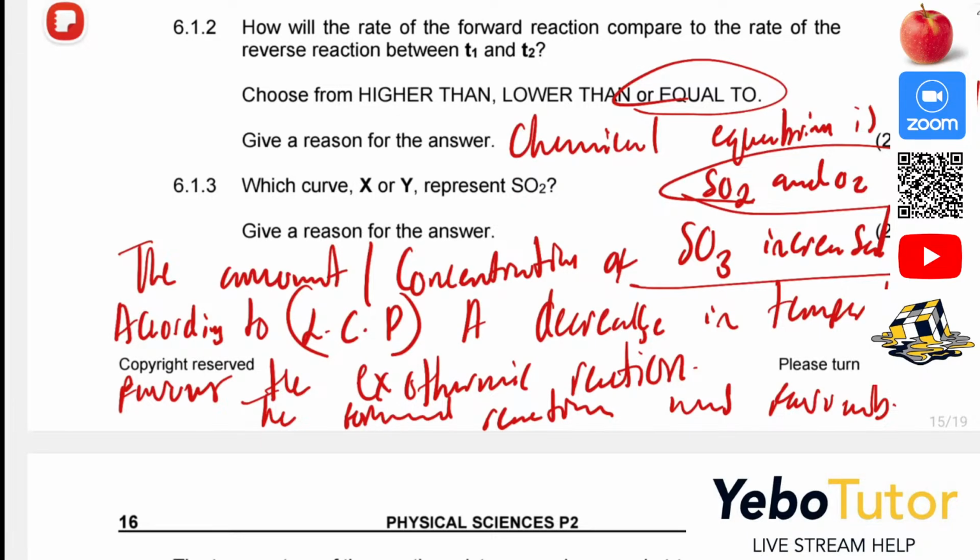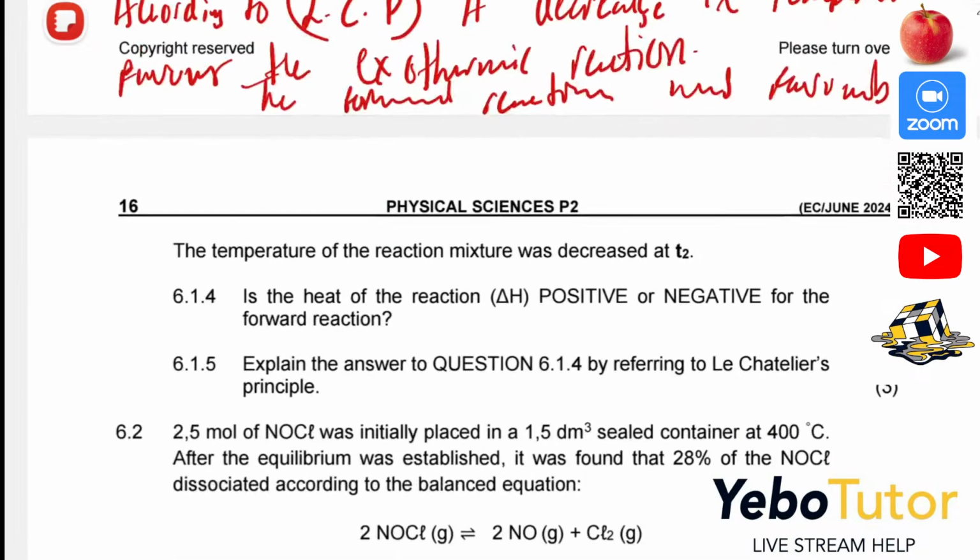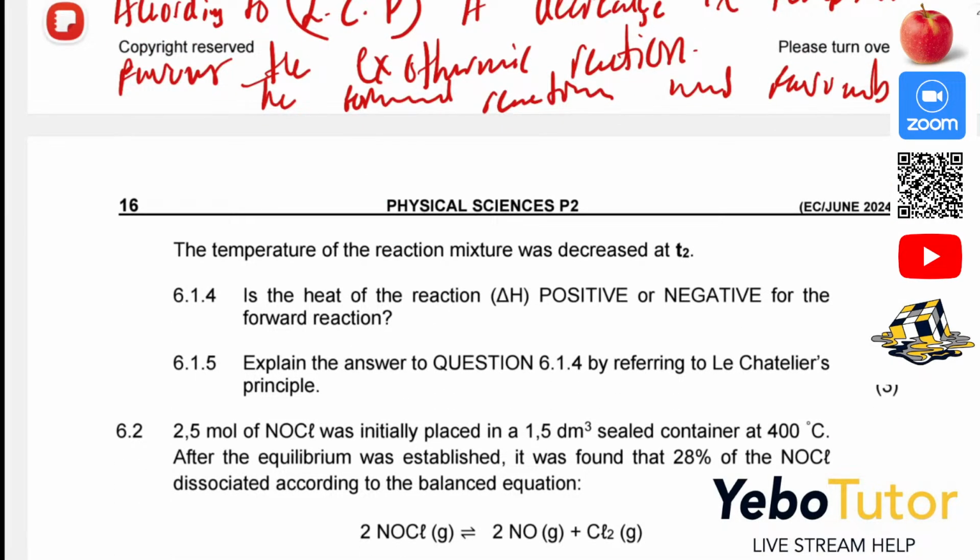Thank you. Easy and straightforward, just like that. Then you get your correct answer as well. Now, the temperature of the reaction mixture was decreased at that. Now, let's look at 6.2.